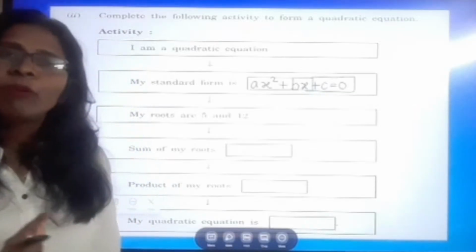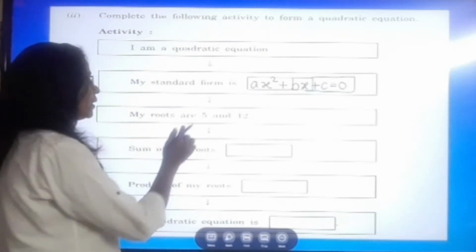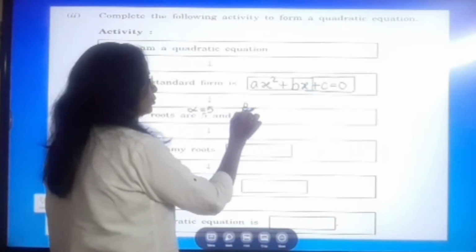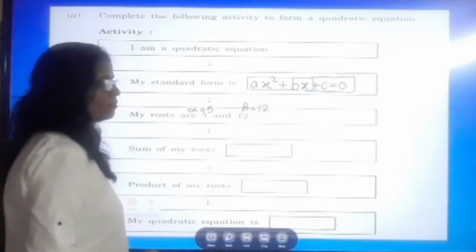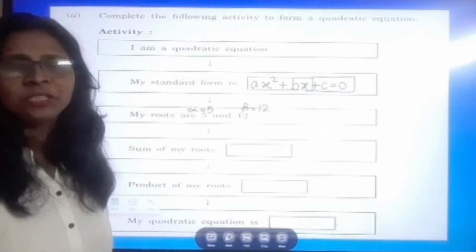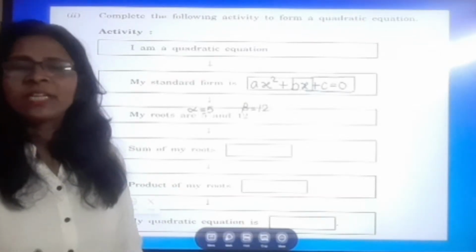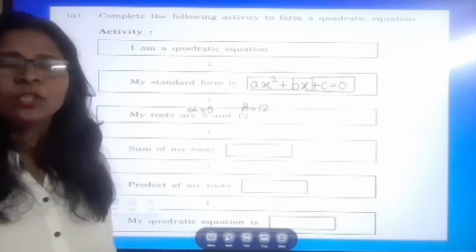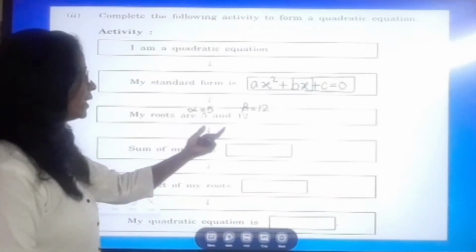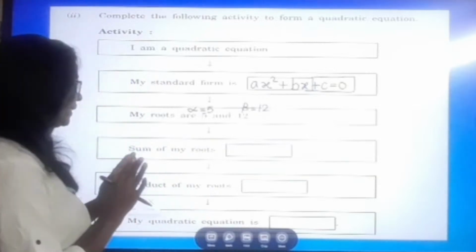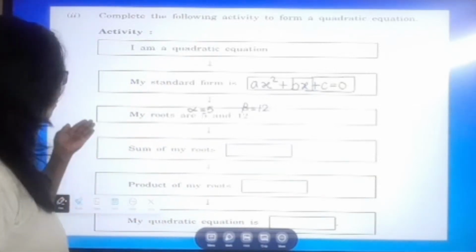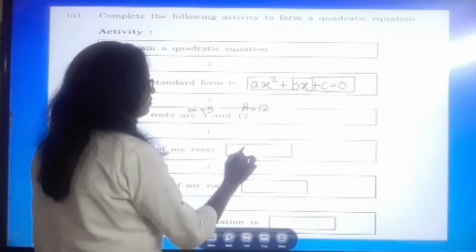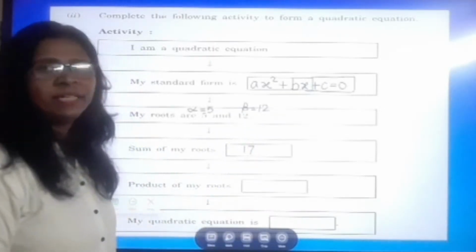Now here, students, we can consider that alpha is equal to 5 and beta is equal to 12. Alpha is the first root of the given equation and beta, suppose, will be the second root of the given quadratic equation. So alpha is equal to 5, beta is equal to 12, and then the sum of the roots is 5 plus 12, and it will be 17.